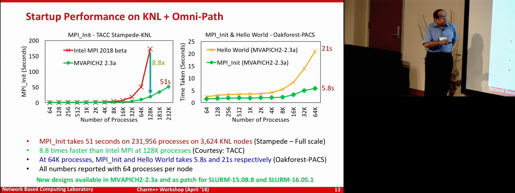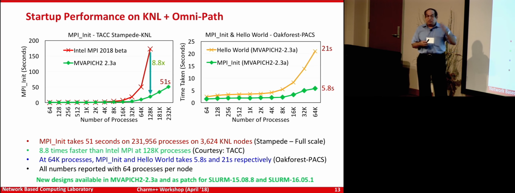So this is the number taken on TACC, the Stampede2. This has 3,600 KNL nodes, 230,000 processes. So see the number, this is 230,000 processes. We can start an MPI job in 51 seconds, just less than 1 minute. And look at the Intel MPI number. This is a production library at 16K, 32K. It just goes up.